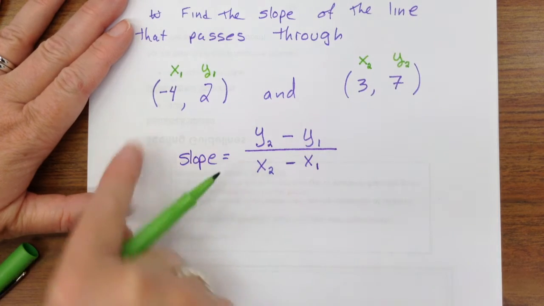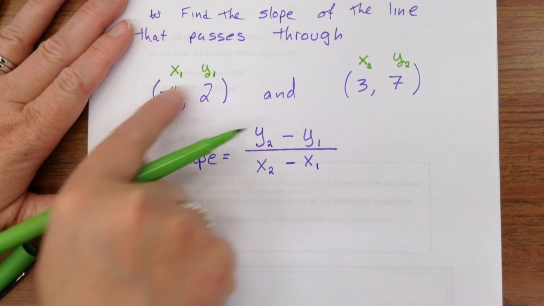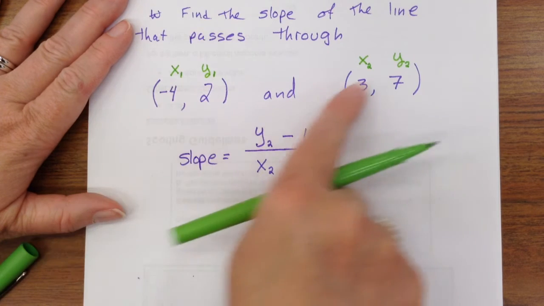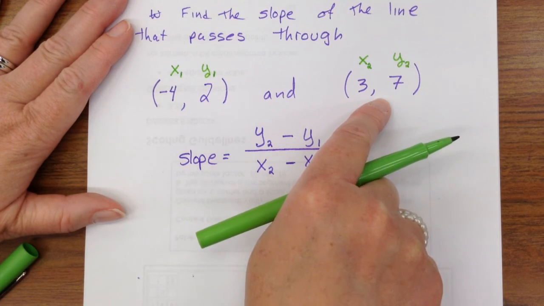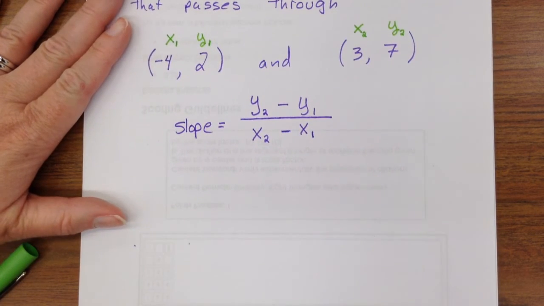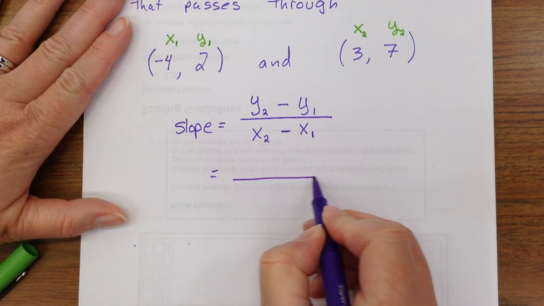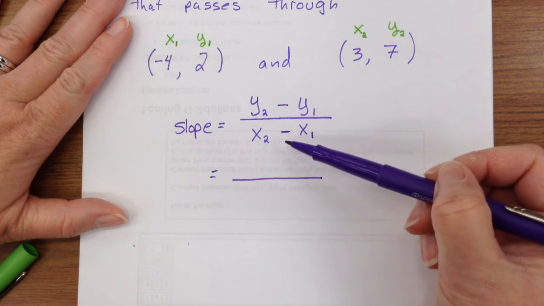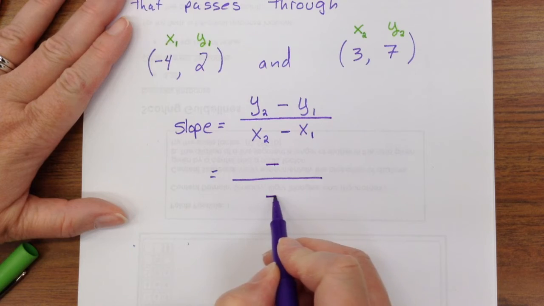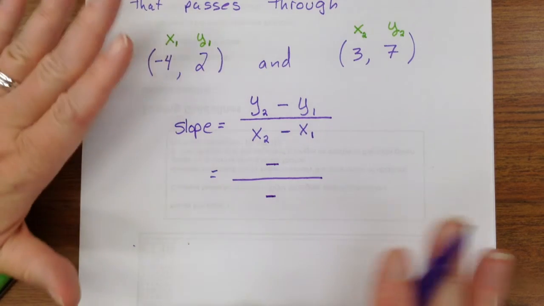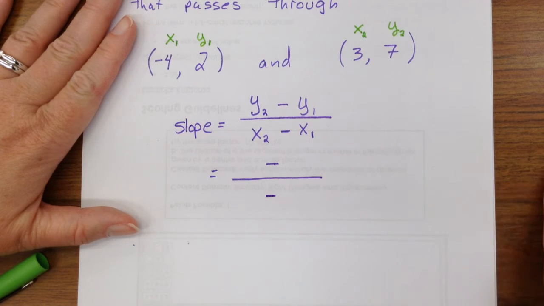So now, in my formula, when I see x sub 1, I'll replace it with -4. When I see y sub 1, replace it with a 2. When I see x sub 2, put in a 3. When I see y sub 2, put in a 7. So let's do it. All right, here's the formula. Now, people, help yourself out. There are minuses in the formula. We put minuses in the formula. So you set yourself up. You draw your fraction line, you put your minuses. All right, here we go.